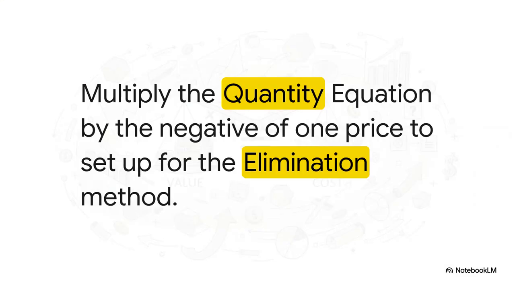And hey, here's a little pro tip to make solving these even quicker. If you take that super simple quantity equation and you multiply it by the negative of one of the prices, it sets you up perfectly to cancel out a variable using what's called the elimination method. Trust me, you're going to see how slick this is in just a second.